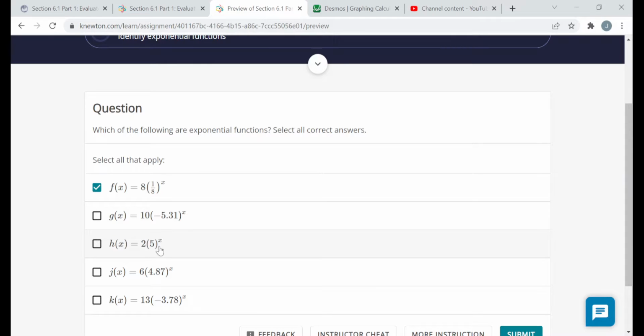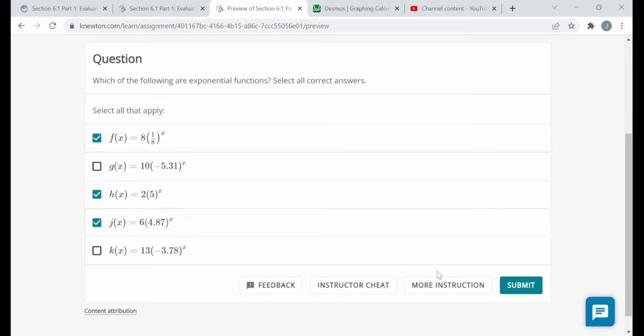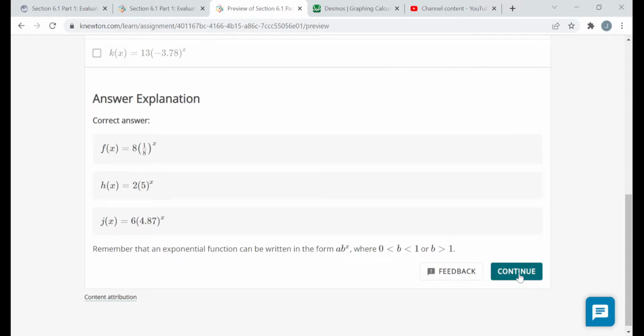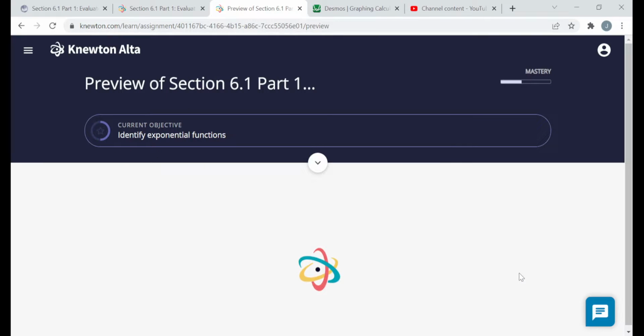Here, 2 times 5 to the x, positive base, good. 6 times 4.87 to the x, positive base to the x, that's excellent. And then here another one with a negative base, so not considered exponential by definition. Great. All right, next. So those should be pretty simple.